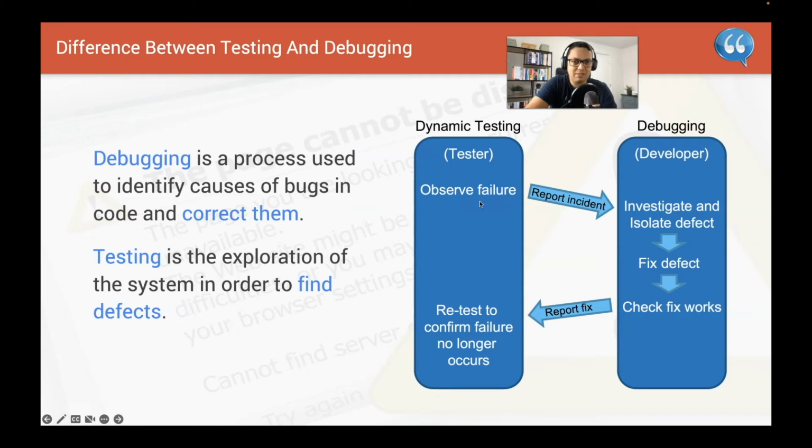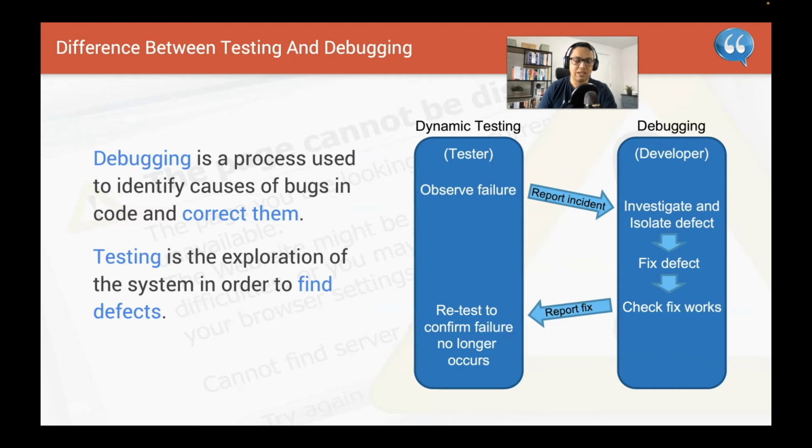So in dynamic testing, where you go and use the system, the tester observes the failure and says, oh look, I'm just reporting this incident. The developer accepts the information and follows the steps to reproduce, using all the information that you captured, then investigates and isolates the defect, fixes the defect, and checks if it works. They have to do the check as well, and then report back and say, look, I fixed it. There you go. Can you just retest?